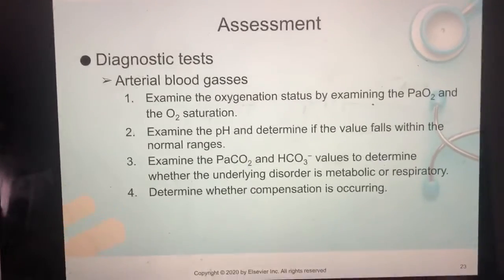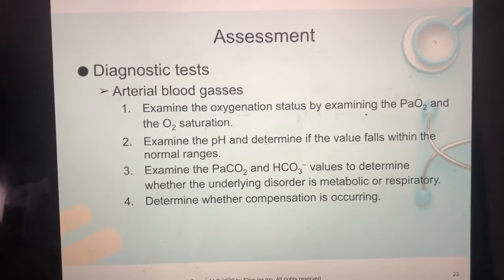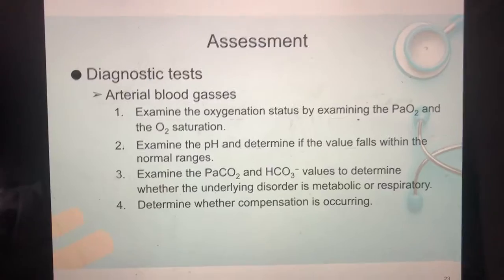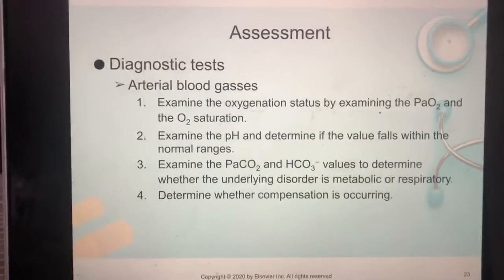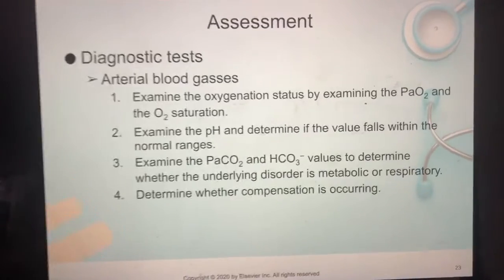So we'll look at our CO2 levels, and the HCO3 is your bicarb levels, and we'll look to see if our body is compensating. So likely if the bicarb is elevated and our body's acidotic, our kidneys are trying to kick in and compensate for that acidosis.